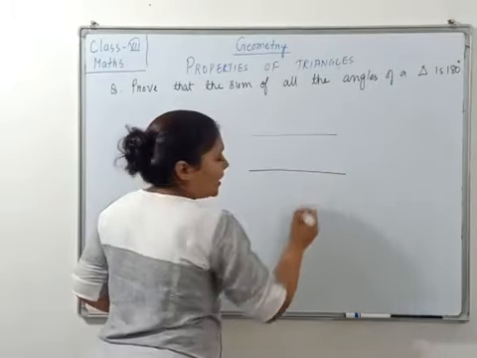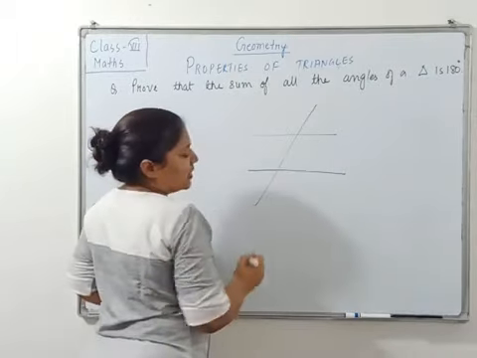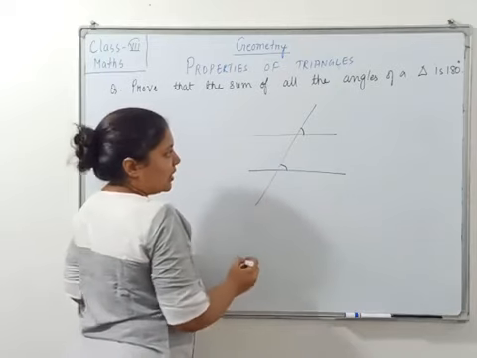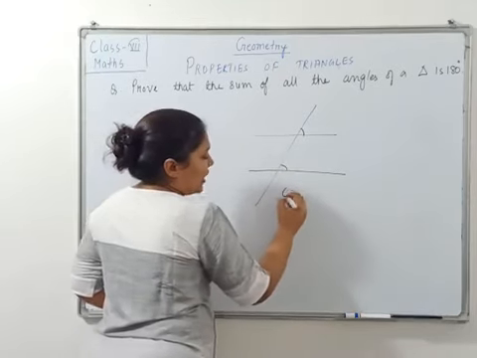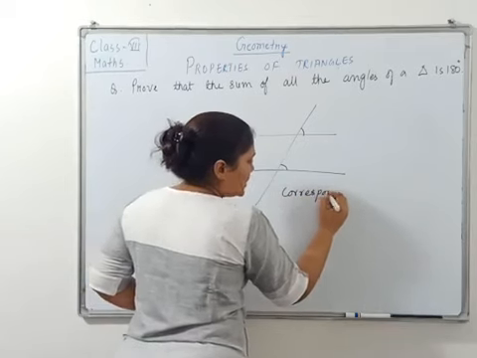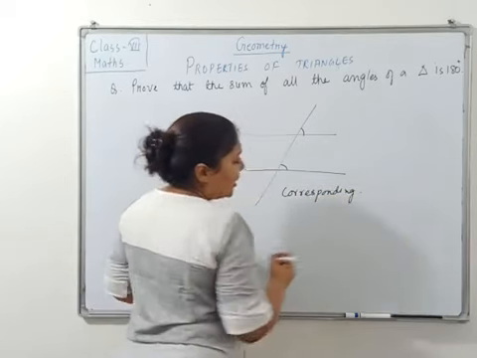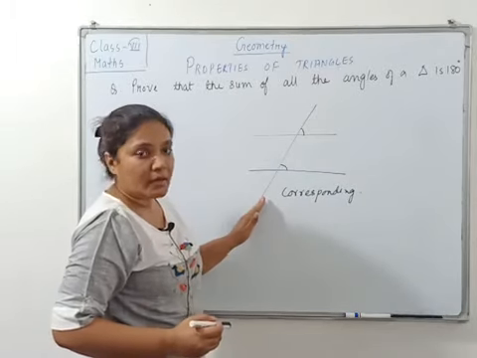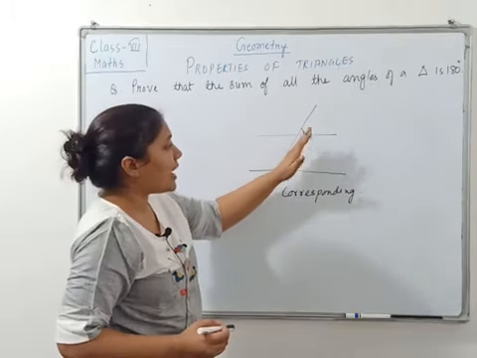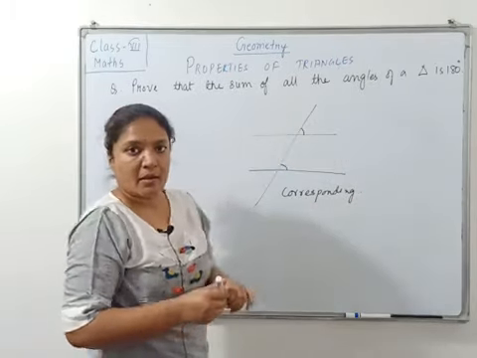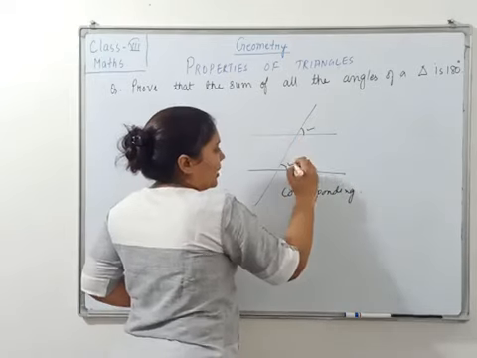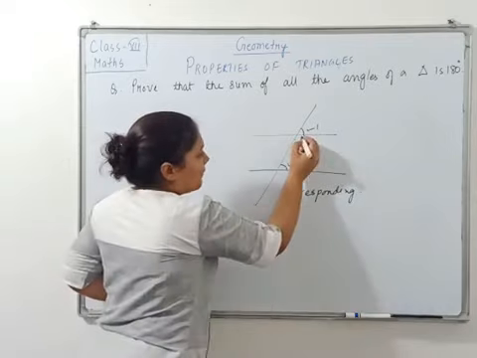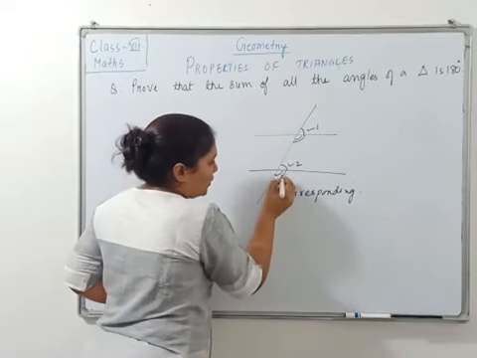When two lines are parallel and there is one transversal, this angle and this angle, they are what? Corresponding angles. I hope you all know this. Corresponding angles means when two lines are parallel and a transversal intersects them, the angles formed on the same side and in the same direction are called corresponding angles. Suppose 1 and 2, they are corresponding angles. Again, if I write here, this angle will be corresponding to this angle.